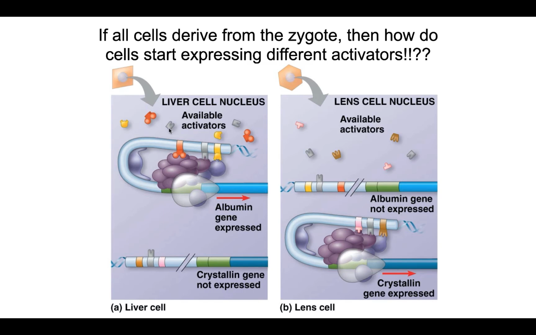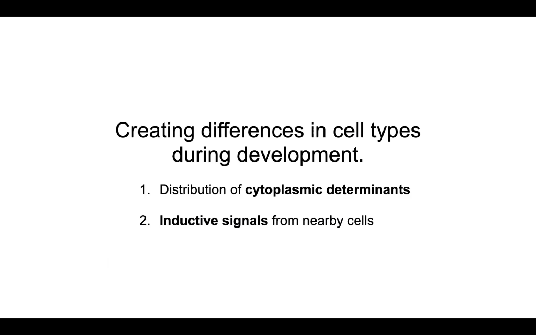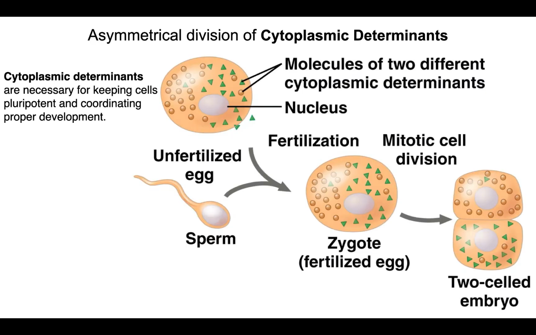And so the question is, if all cells of a multicellular organism stem from that original single-celled embryo, the zygote, then where do these differences begin to emerge? Where does asymmetry start? And there's two answers for that. The first is something called cytoplasmic determinants, and the second is called inductive signals.